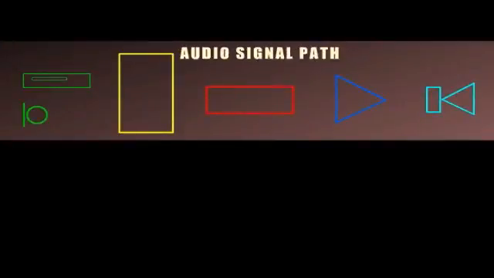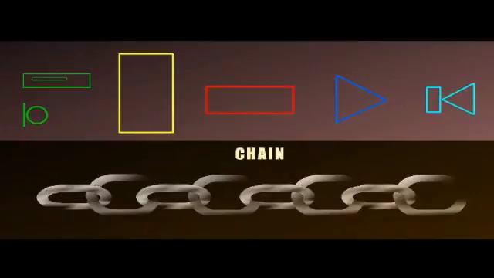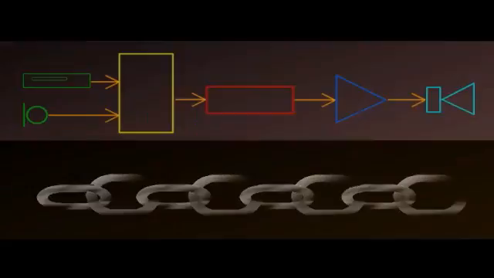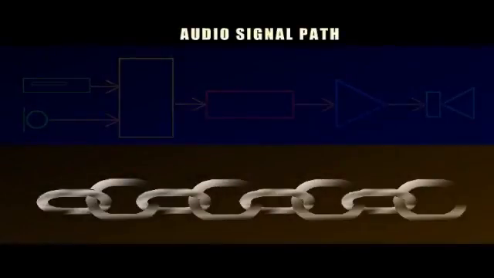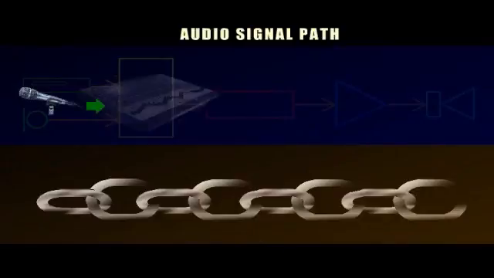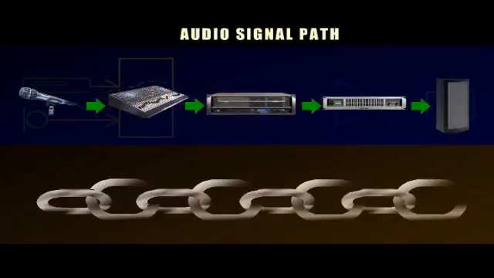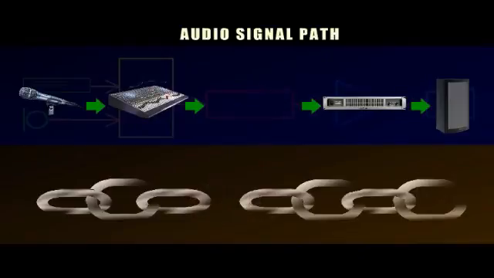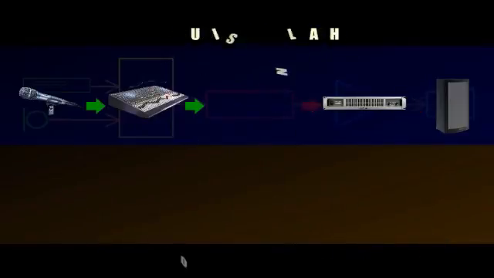An audio signal path can be compared to a chain. Like a chain, an audio system is comprised of many links connected together to form a whole. The output from one link connects to the input of another. If one of the devices in the path falters, then the signal path will fail.